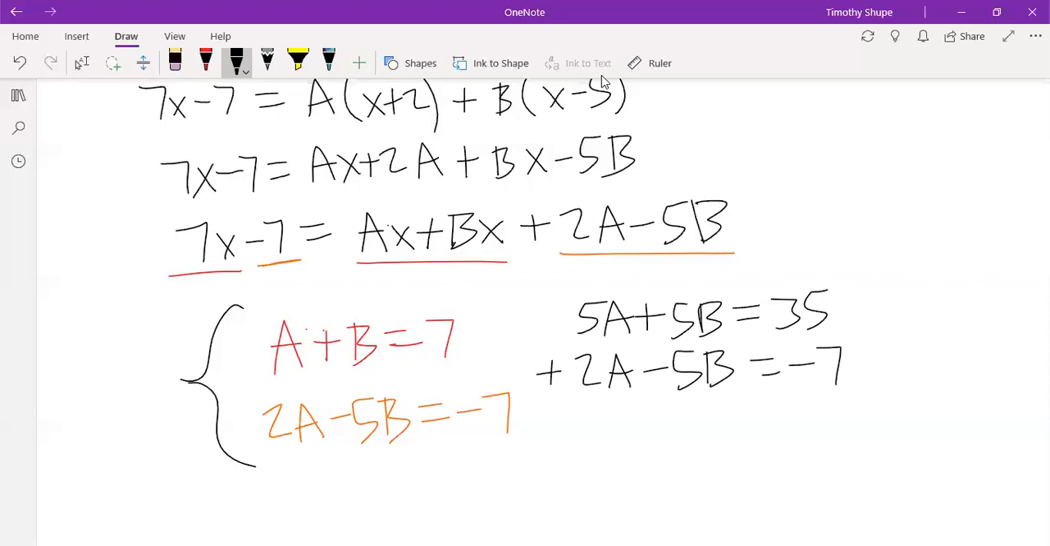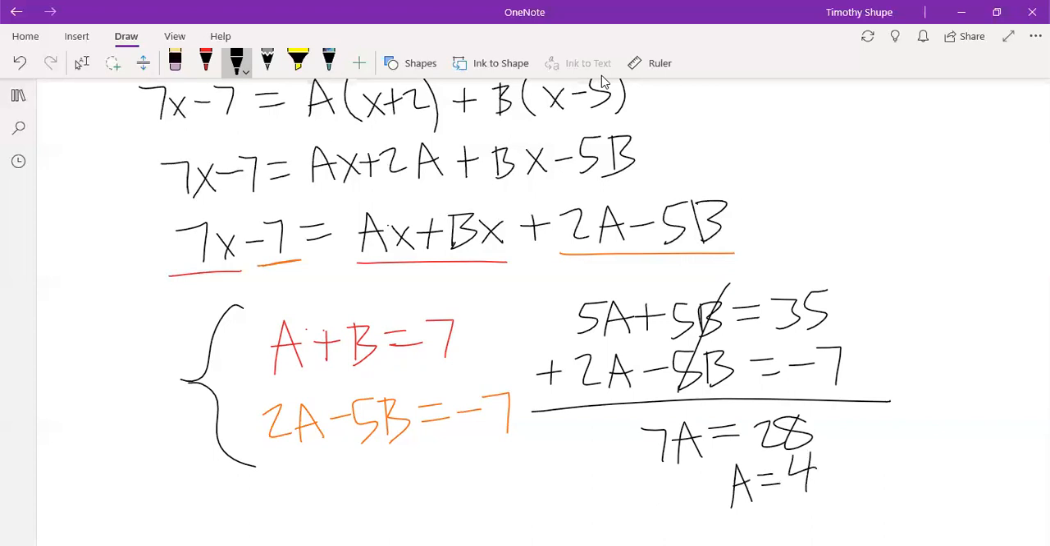If I add these two equations together, those b's are going to subtract out, and I get 7a is equal to 28. Then if I divide off the 7, I end up getting a equals 4. So I know that the original a value from that first fraction was 4. If I look back at the first equation, a plus b equals 7, I can use that to solve for b. That's going to give me b is equal to 3, because 3 plus 4 is 7. So then I know a is 4, b is 3.